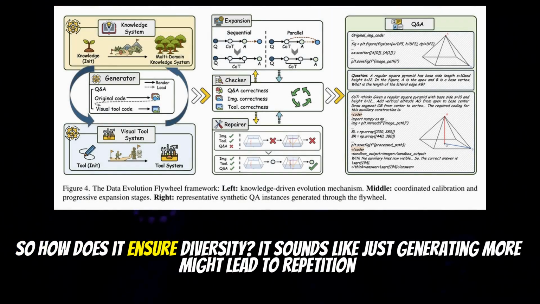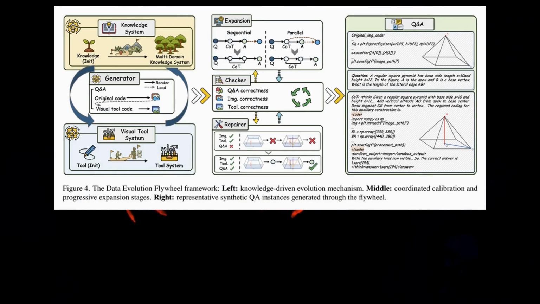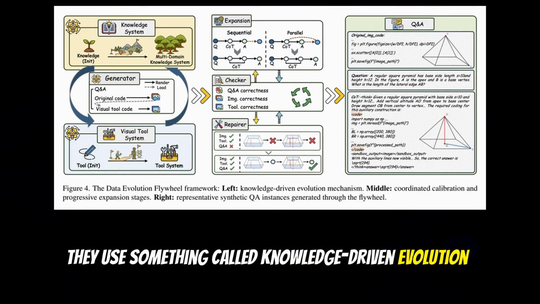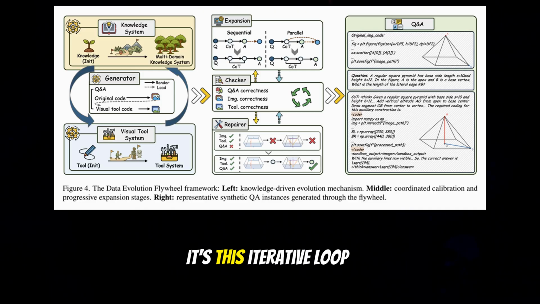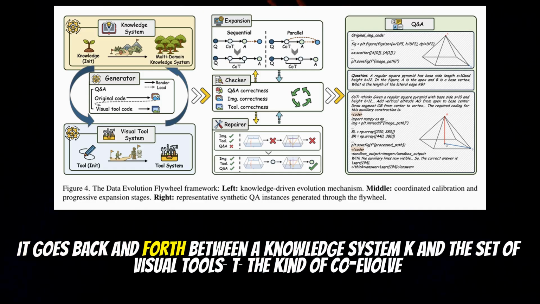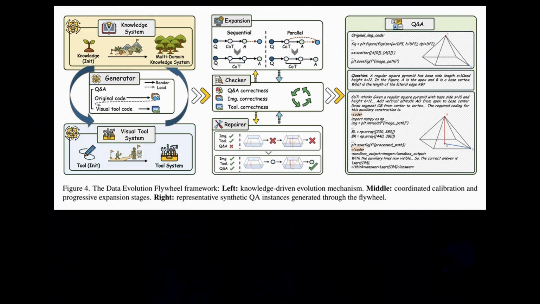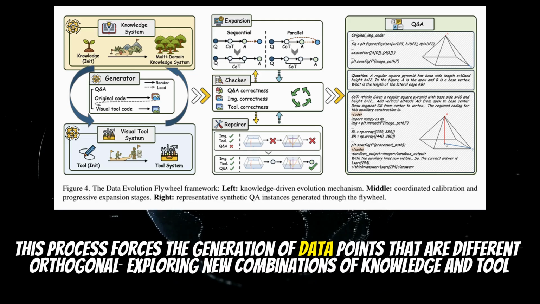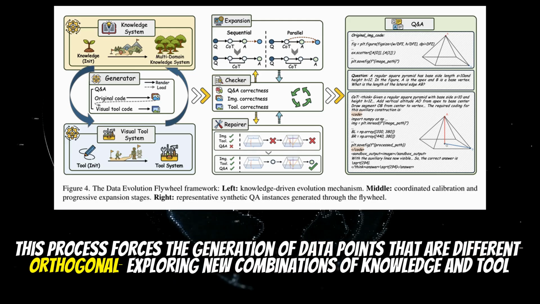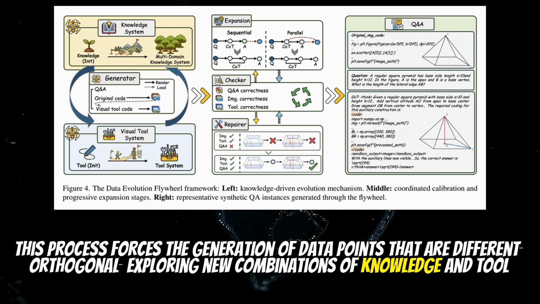So how does it ensure diversity? It sounds like just generating more might lead to repetition. They use something called knowledge-driven evolution. It's this iterative loop. It goes back and forth between a knowledge system, K, and the set of visual tools, T. They kind of co-evolve. This process forces the generation of data points that are different, orthogonal, exploring new combinations of knowledge and tool use.